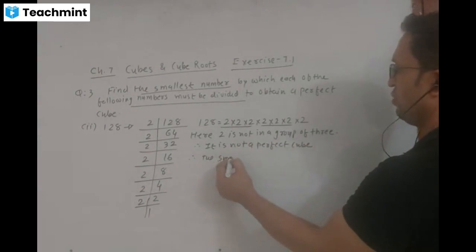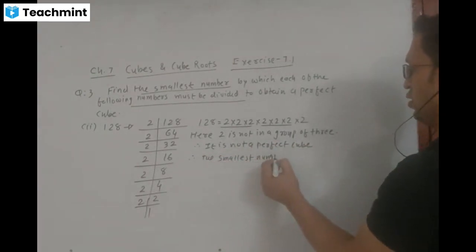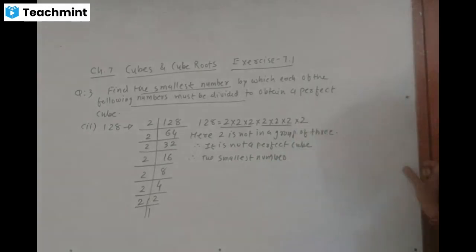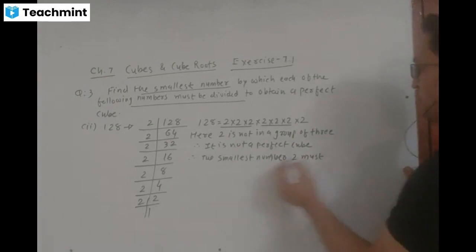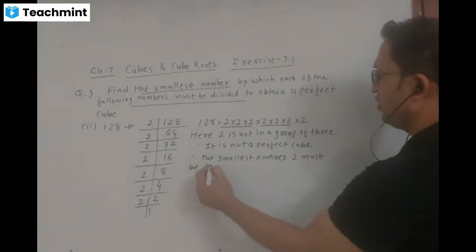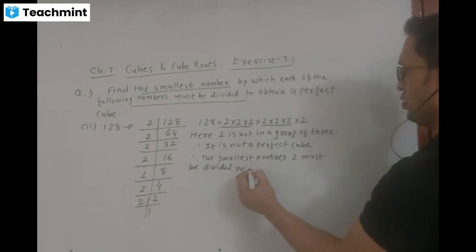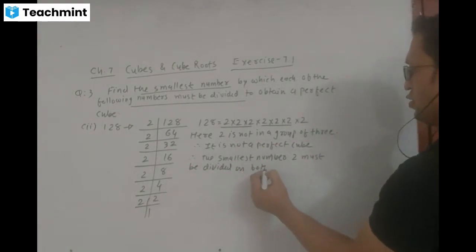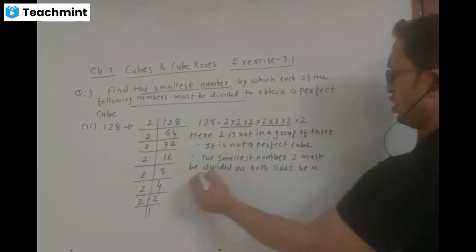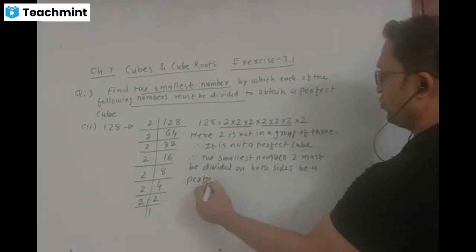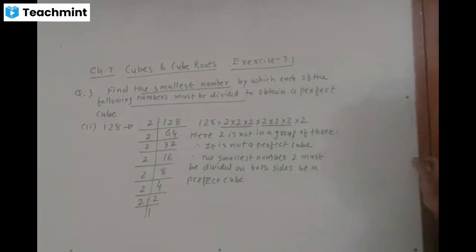Therefore the smallest number, which is the smallest number? 2 is the smallest number. Smallest number 2 must be divided on both sides to be a perfect cube. Therefore, we divide by 2.